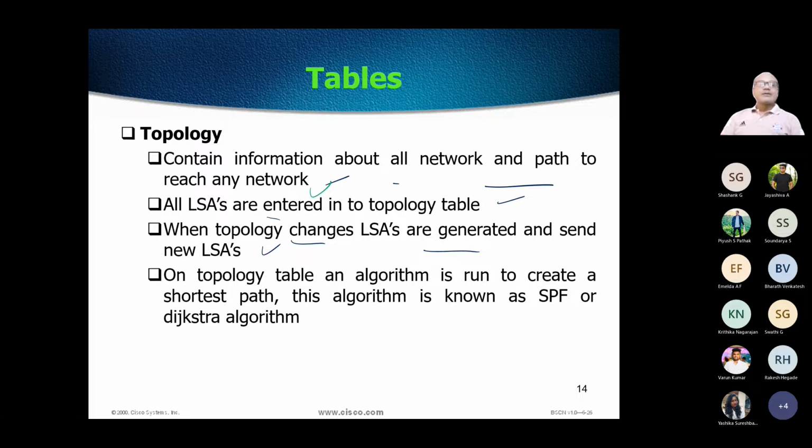The topology table contains information about all the networks and the paths to reach them. It will maintain how we can reach, which is the shortest path, and how we can route the traffic. All LSAs are entered into your topology table. When the topology changes, LSAs are generated and the new LSA is sent. If there is any change in the topology, they will create the new LSA and update your neighbor. On the topology table, an algorithm runs to create your shortest path. This algorithm is known as Shortest Path First, or the Dijkstra algorithm. As we can see, this is your Dijkstra algorithm.